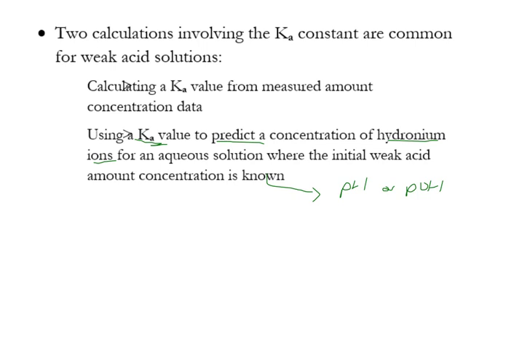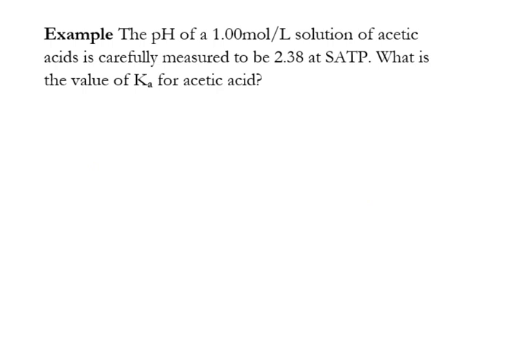Let's try some more examples. Not all of these are quite as challenging as the ones we started with, so I'm going to go a little bit faster now, if that's okay. We've got a pH of a solution of acetic acid measured at 2.38. Let's find the Ka value for acetic acid. I don't think you'd ever be asked this question, because if they want you to find the Ka value for acetic acid, you would literally just go to your data booklet and say, hey, there it is, done. Right? But for practice's sake, let's go through the motions again.